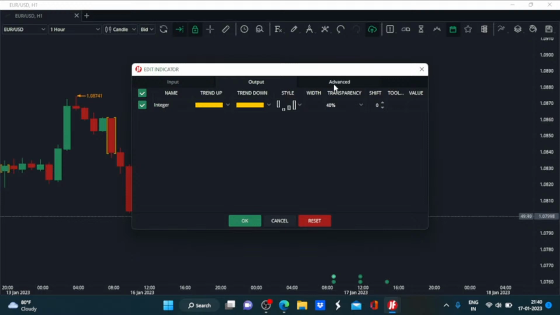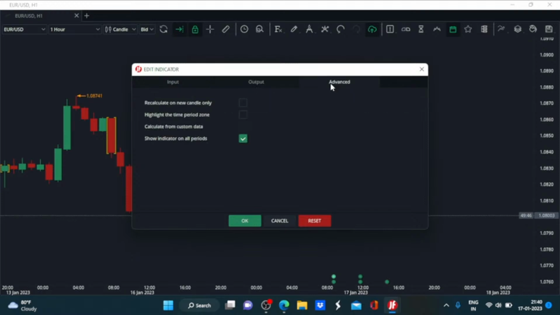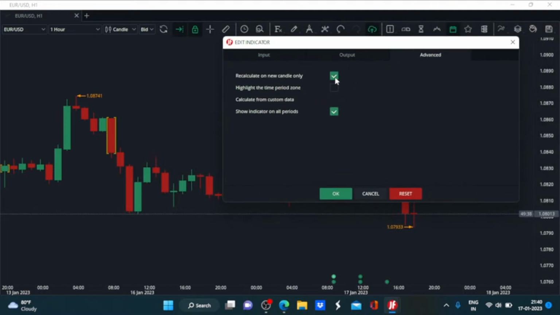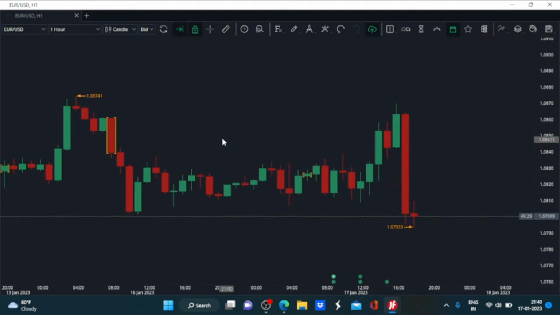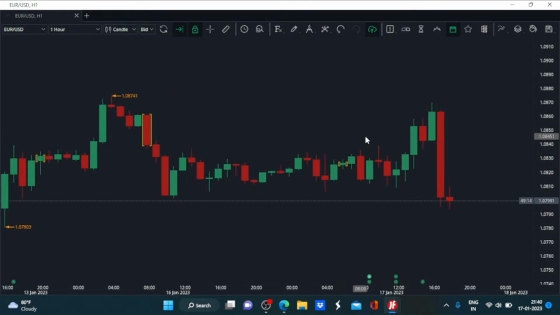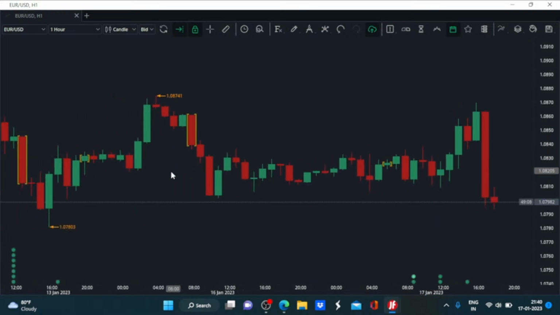Then comes the advanced editing option, and here you get this choice of recalculate on new candle only. I don't really think it is going to have much of an impact, but still you can try out this combination as well. And highlight the time period zone: whatever candle period has been utilized for this particular formation will be highlighted. So you will get to know exactly how many candles have been considered for this formation, as this is a formation which has a variable number of candles, from 4 to 5 or even going towards 7, depending on how things have shaped up.